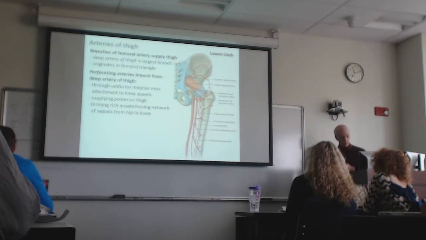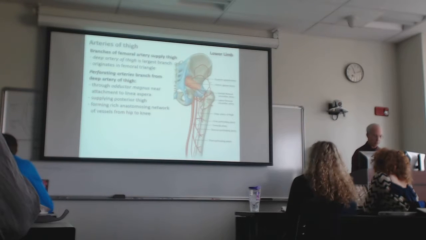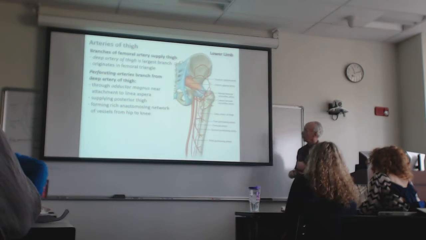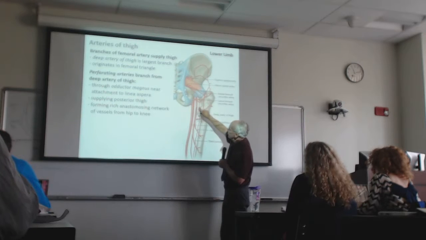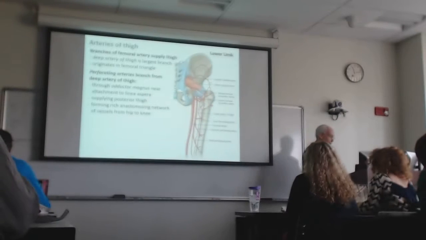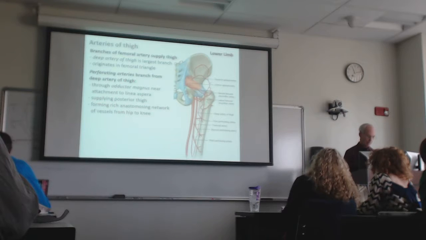Recall in our previous discussion of the femoral artery, we found that at about the level of the inguinal ligament, the femoral artery branches into the profunda artery, the deep femoral artery, and that's the deep femoral artery there. And then that deep femoral artery will extend branches and anastomosing branches to the posterior compartment of the thigh. And those branches are sometimes called perforating arteries, as we discussed previously.